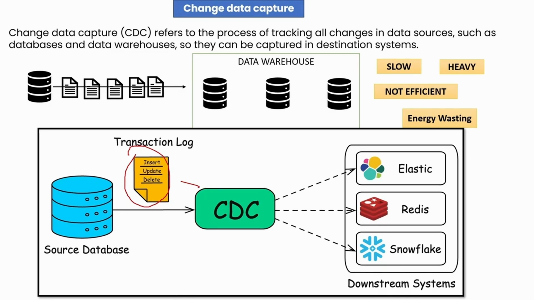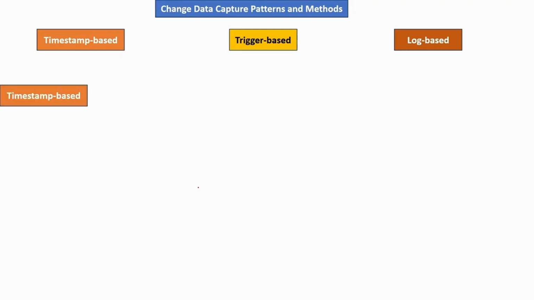Usually CDC detects changes in data using three methods. Those are timestamp based, trigger based, and log based. Let's talk about all these three one by one. First is timestamp based. It captures the most recent changes by using columns such as last modified or last updated. Any downstream applications or systems can query these audit fields and get the records that have been updated since the last execution time.